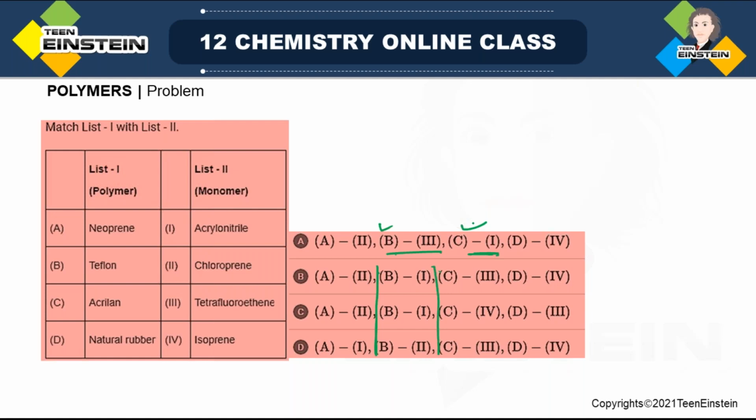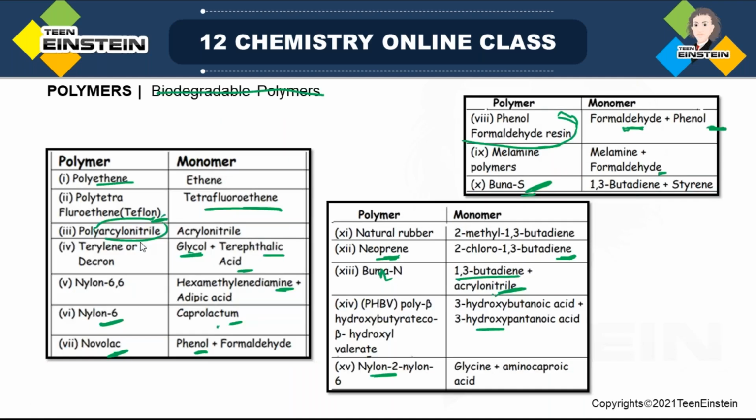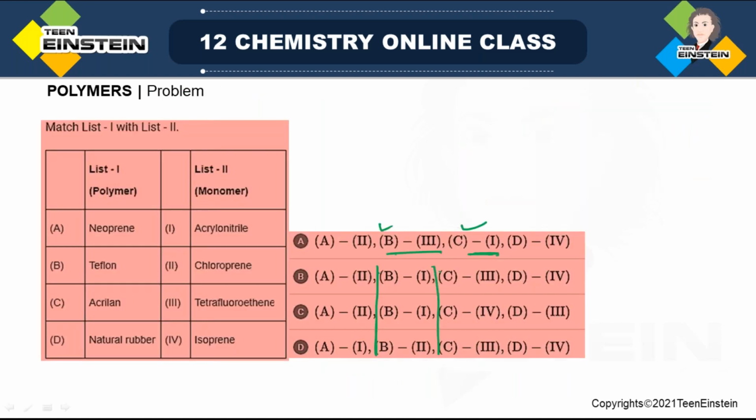So B is related to 3. That means neoprene, its monomer is chloroprene. Look at the previous neoprene. Though here the name is not given, 2-chloro-1,3-butadiene is chloroprene. You can understand from the substituent, chloro. So B must be connected with 3. If you are not sure about it, just look at the other one.